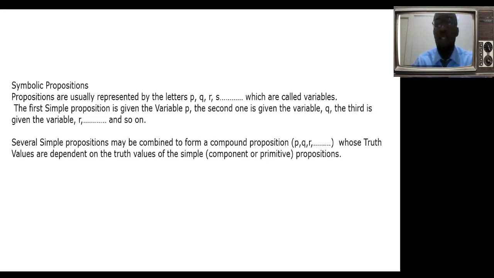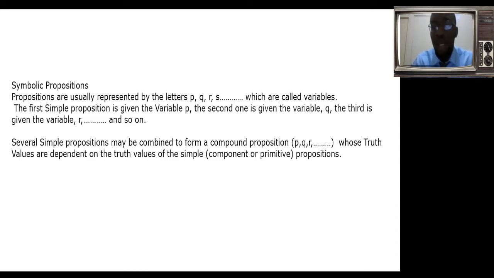So 4 variables, P, Q, R, and S. All right. Now, when you combine several propositions together, you get what is known as a compound proposition. So let's just think of an example.